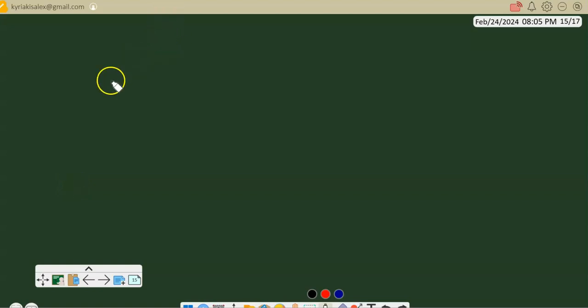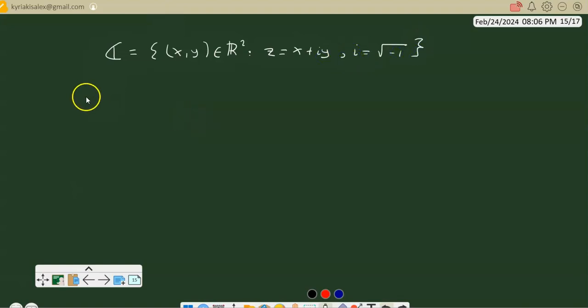A really important topic in mathematics is complex numbers. So what is the set of the complex numbers? We have x and y, which are real numbers, such that z equals x plus iy, and i is the square root of -1. So the complex numbers have some important properties.